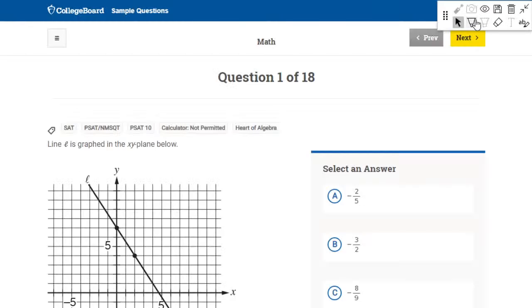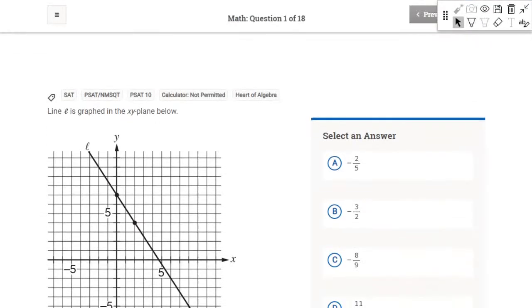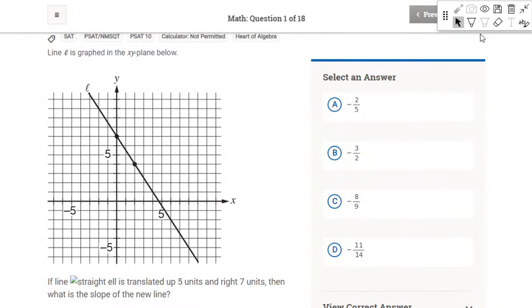So the first question. The line L is graphed in the xy plane below. If the line L is translated up 5 units and right 7 units, then what is the slope of the line? Let's assume it's translated 5 units up somewhere here and 7 units right somewhere here. It will still be the same line and the slope will not change.